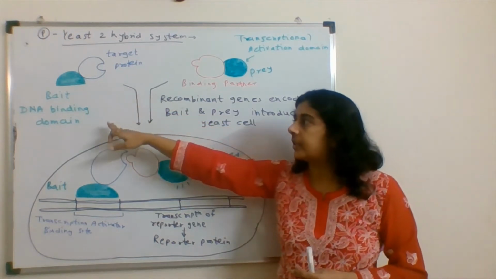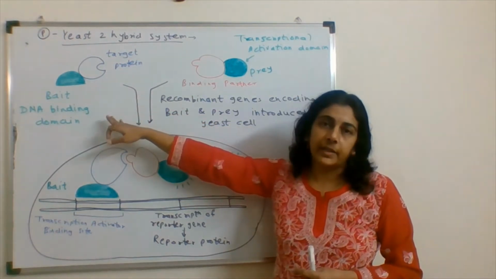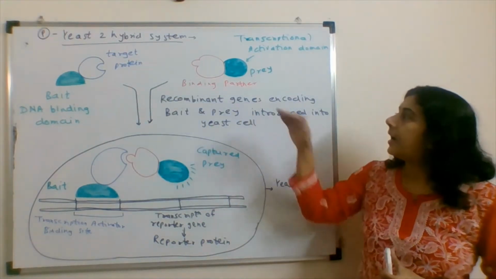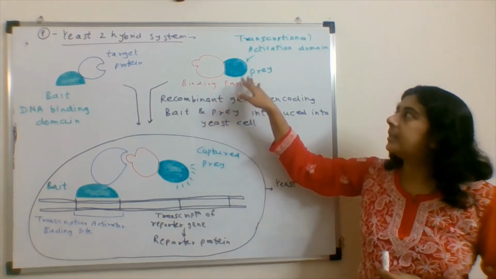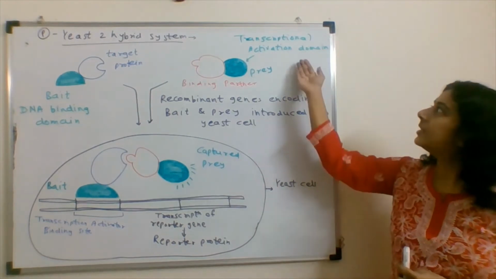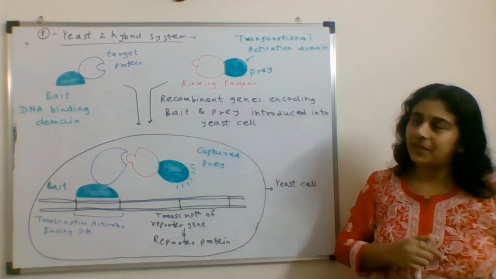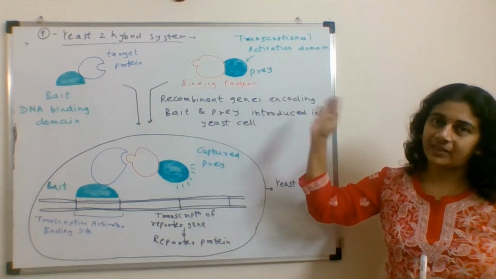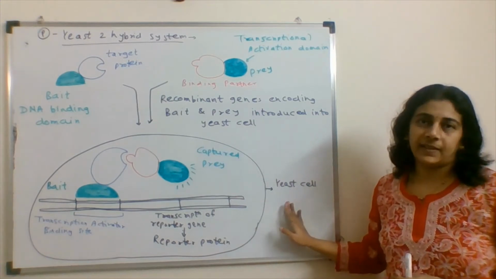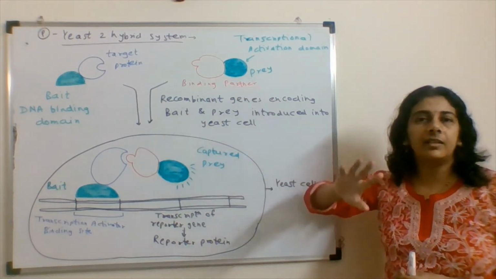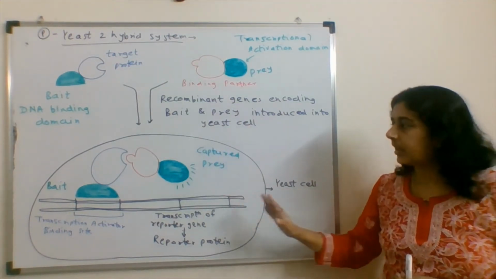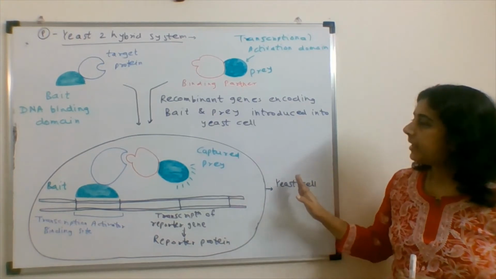One target protein is attached with a bait. That is a DNA binding domain, we call it here a bait, and the binding partner is attached with the prey. That is, the transcriptional activation domain is called the prey. So bait and prey, right? Now these genes are transferred to the yeast cell, and that's why the system is known as a yeast 2 hybrid system. 2 hybrids are to be made in a yeast cell, right?